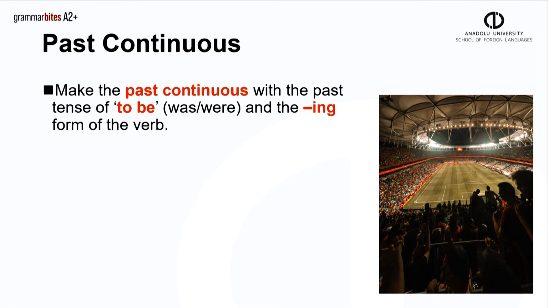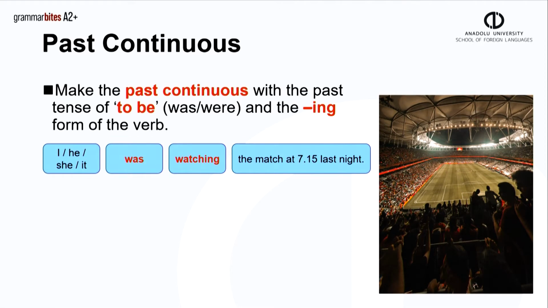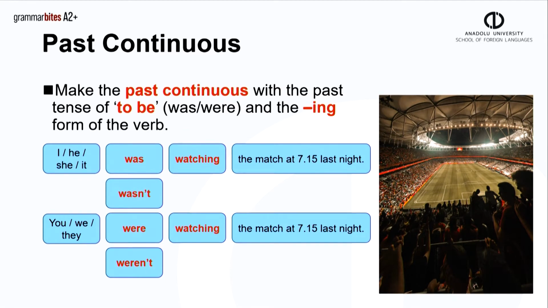To make the past continuous tense, we use the past tense of to be, was, were, and we use the ing form of our verb. Here is our sentence again. I was watching the match at 7:15 last night. To make the negative, we use was not or wasn't. For you, we, or they, we use were or were not. Watching the match at 7:15 last night.